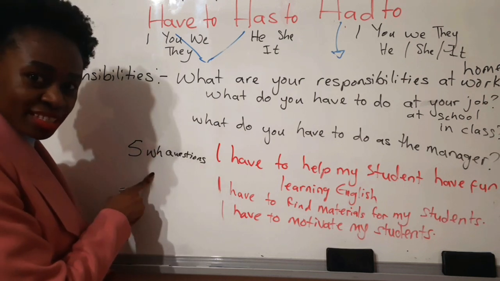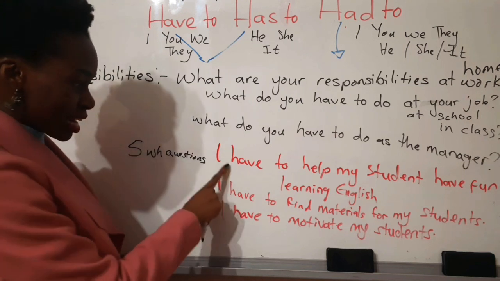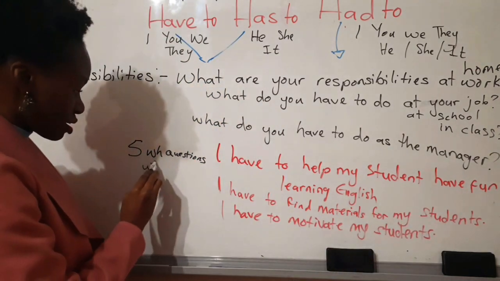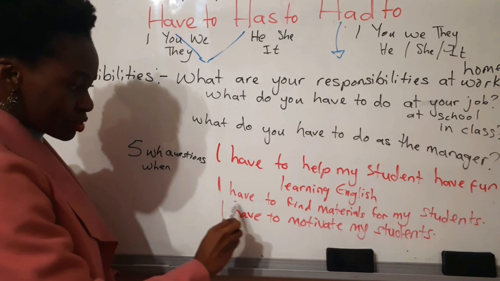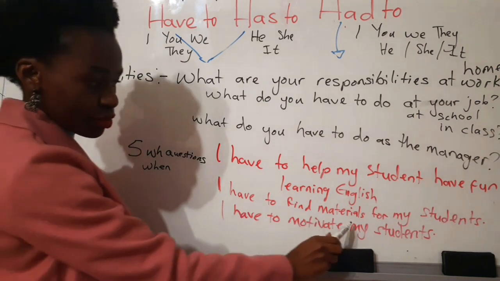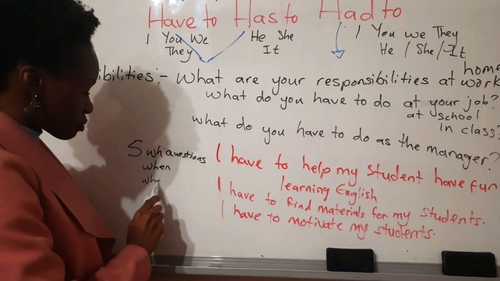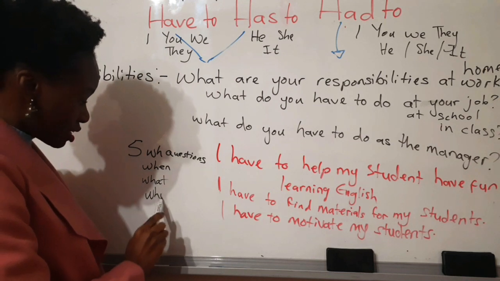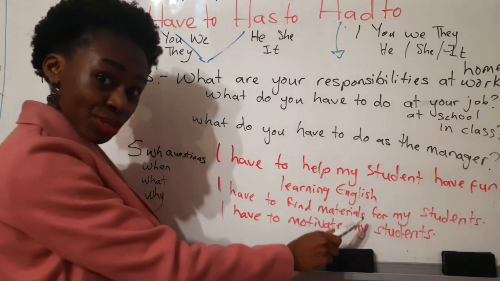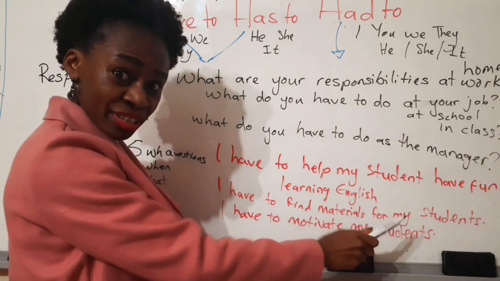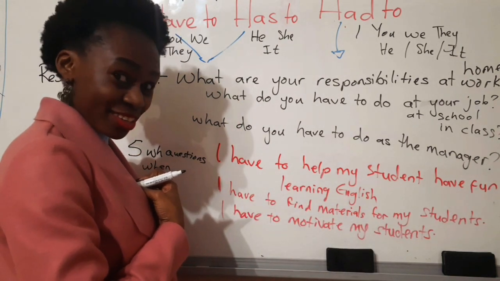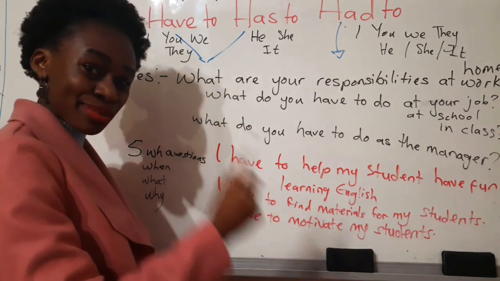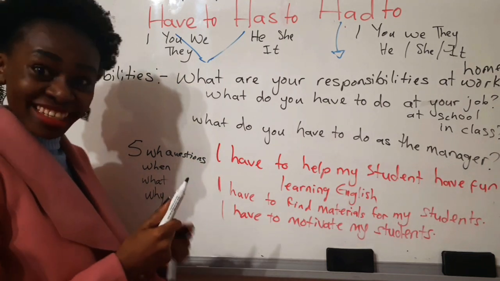Check out a video about this. So I'm going to give you an example here. I have to find materials for my students. I'm going to say when. I usually do this in my free time. What materials do I find? I find different materials. Why? Because if we use the same materials, my students will get bored and I will get bored. We both will not be happy.